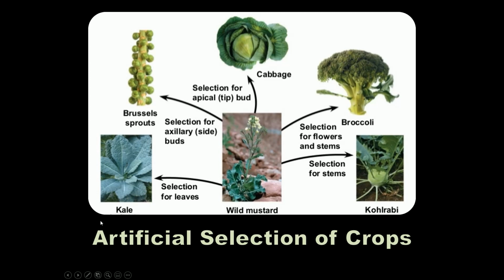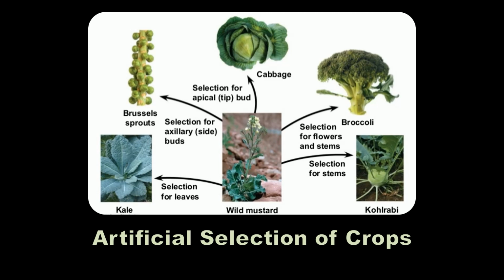So first of all, talking about the artificial selection of crops, you can get very profound changes in an organism just by selecting which members of that population are going to be successful reproducers and which ones are not. So these vegetables here, kale, Brussels sprouts, cabbage, broccoli, kohlrabi, they all stem from the same source population. They are all derivatives of wild mustard. So all that genetic variation came from one population.